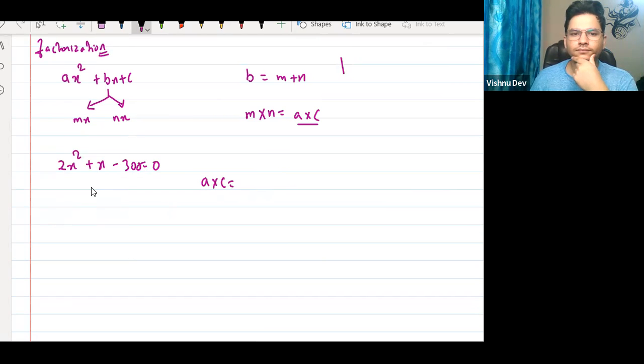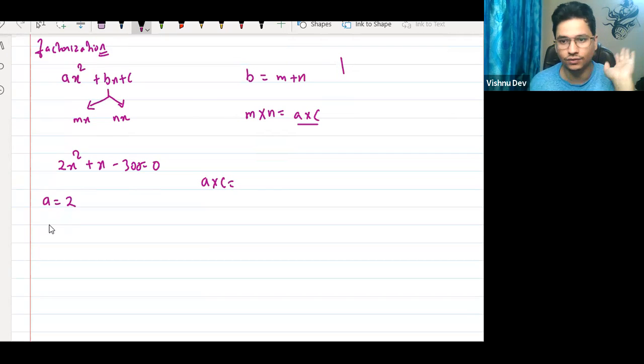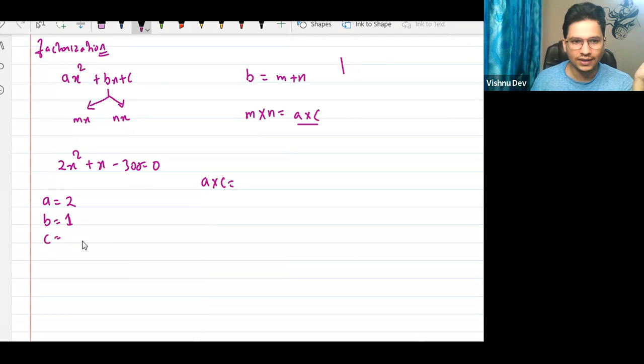m into n, according to the question, what is it? First of all, a. What is a? A is equal to just 2, not x square. What is b? B is just 1, the coefficient of x is 1. And c is equal to minus 300. So a into c, what is a into c?